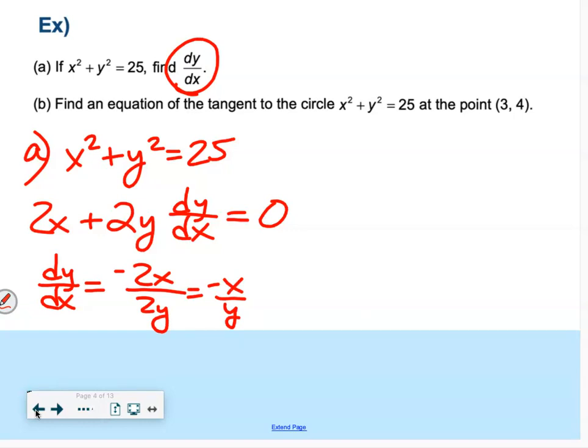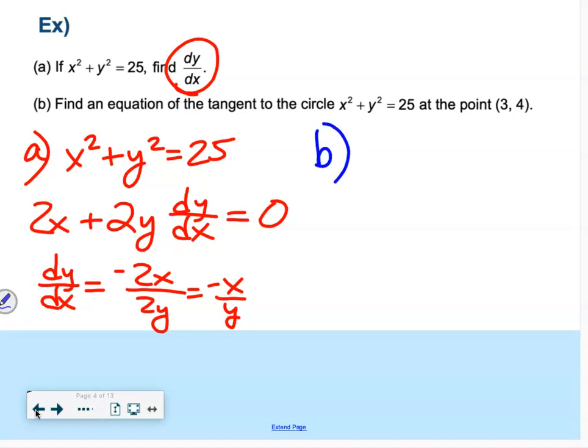It's okay to have x's and y's in your answer. Is that okay? Good. So now let's go ahead and do part B. Part B says, find an equation of the line tangent to the circle at the point (3, 4).